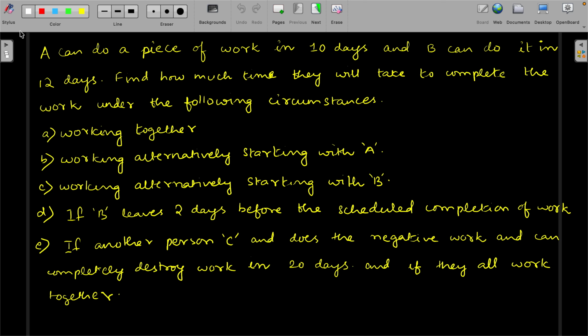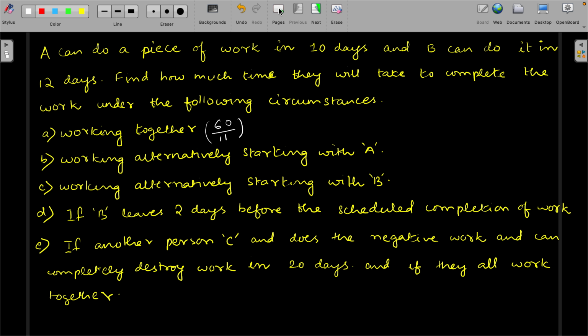Now in this video, let us see another example from time and work. The problem is this. If A can do a piece of work in 10 days and B can do it in 12 days, find how much time they will take to complete the work under the following circumstances. The first question is working together. This we have already solved in the previous video. The answer to this is 60 by 11.